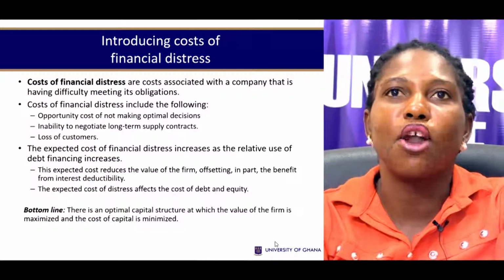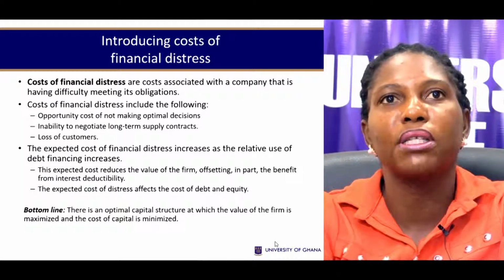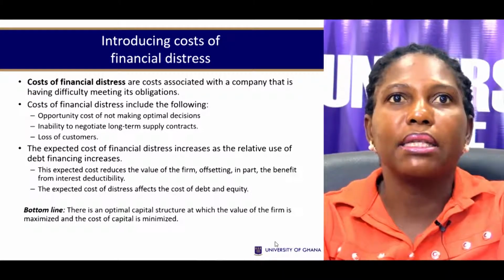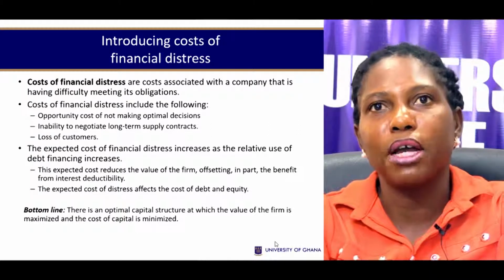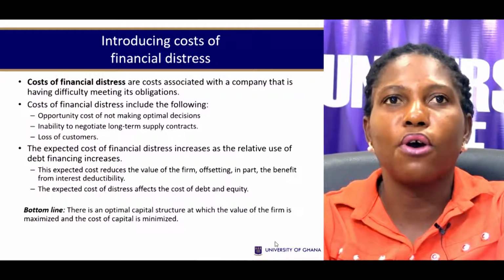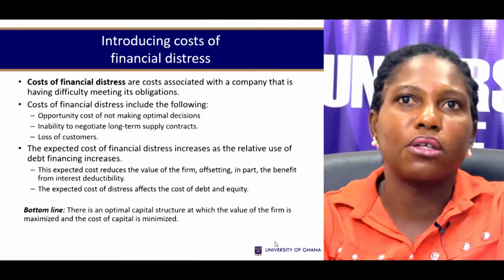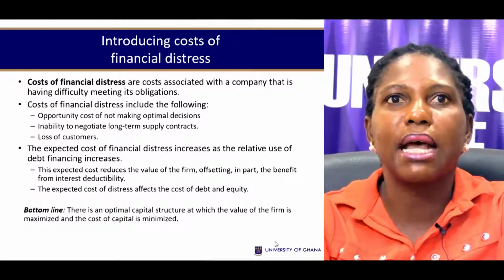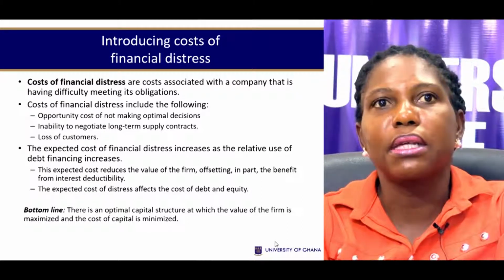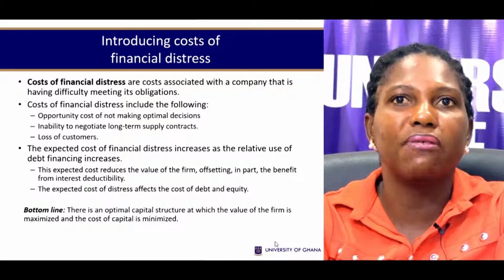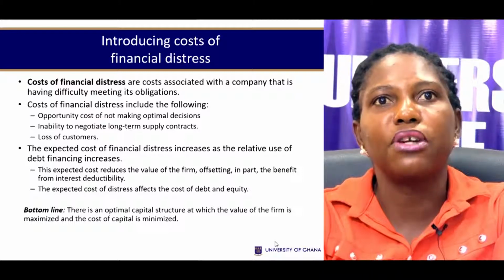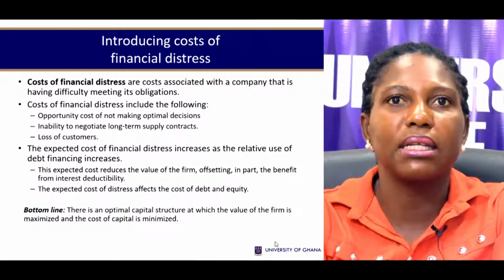Opportunity costs of not making optimal decisions because firms are confronted with the pending obligations arising from existing debt. Inability to negotiate long-term supply contracts because suppliers may be worried about the ability of the firm to settle such bills. Now, of course, the expected cost of financial distress increases as the relative use of debt financing increases. Once this happens, this expected cost begins to reduce the value of the firm, obviously offsetting in part the benefit from the interest deductibility that we previously discussed.